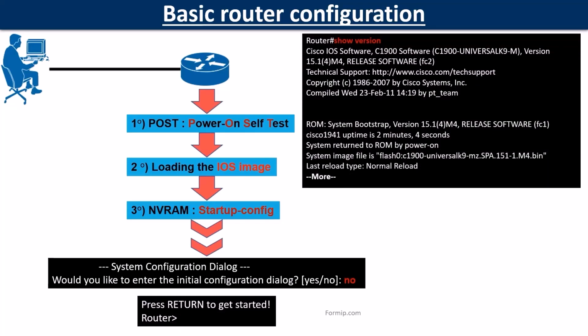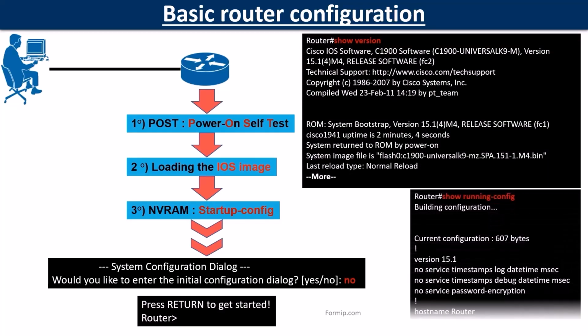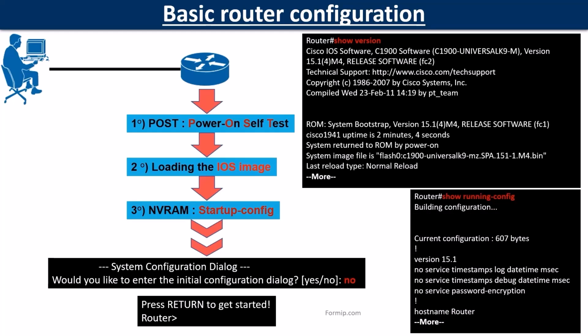The show version command allows you to check the status of the router. To check the running configuration of the router, i.e. running-config, you must use the show running-config command.